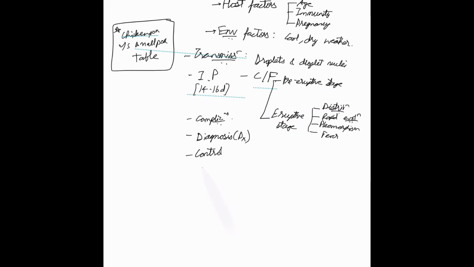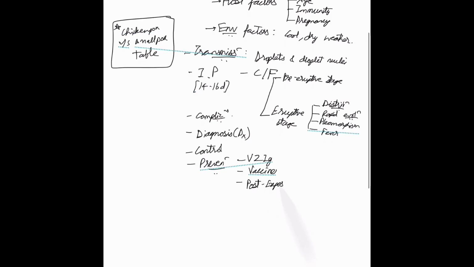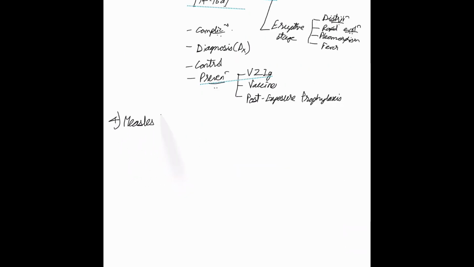An important table on smallpox versus chickenpox. Then any complications, diagnosis, control, and prevention by 3 methods: varicella zoster immunoglobulin, VZIG, vaccines, and post-exposure prophylaxis. Next, we have measles, also known as rubeola, which is caused by an RNA virus, which has only one serotype.